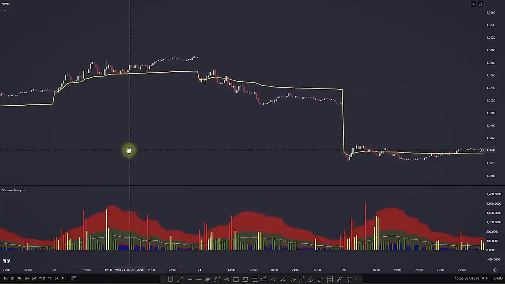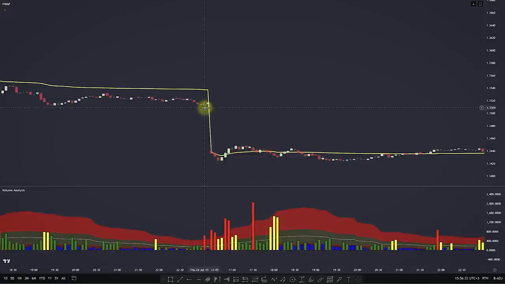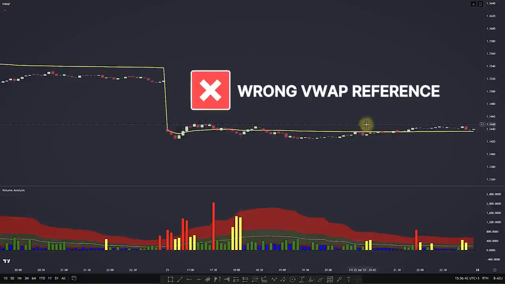The problem gets worse with overnight gaps. A 3% gap completely breaks VWAP continuity. The session VWAP starts in no man's land, while the real battle happens at yesterday's VWAP. Most traders don't realize they're using the wrong reference point.